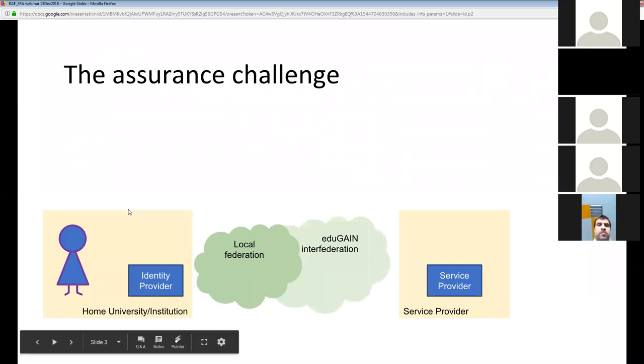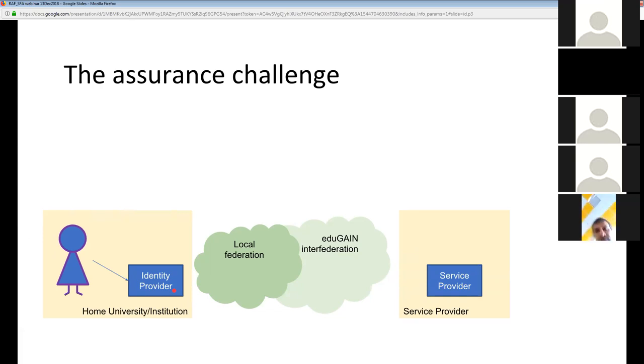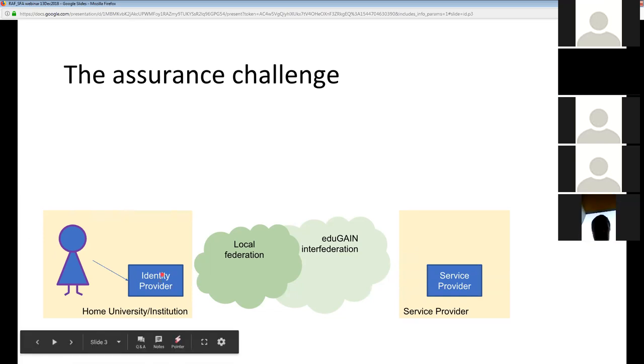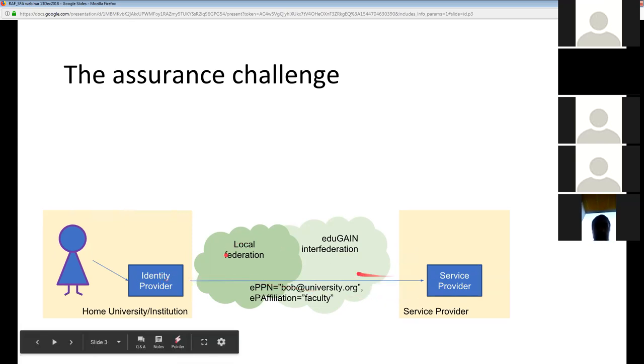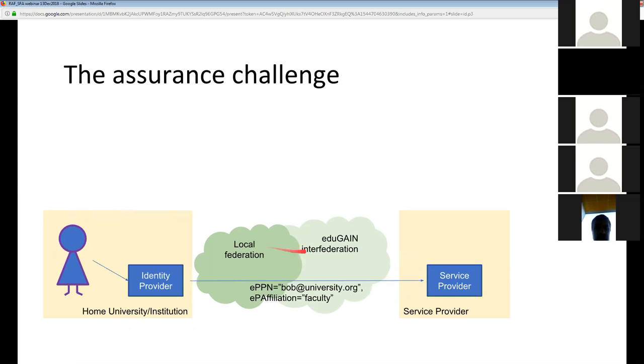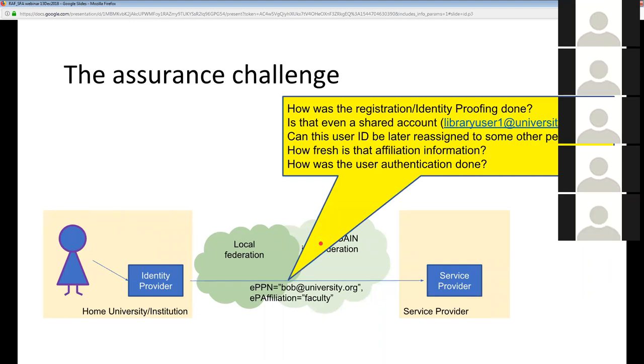So the challenge we want to solve with this assurance suite is here. We have an end user from the home university. They authenticate at the identity provider that the home university is managing, which then releases the attributes to the service provider via the local federation of the home organization and the service provider, and potentially via eduGAIN interfederation. The question is, what do we know about the assurance of the identity assertion the identity provider makes?